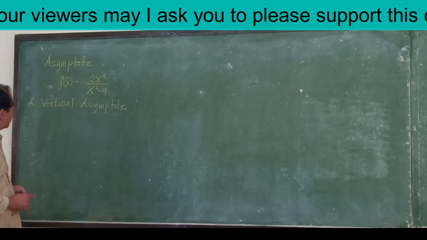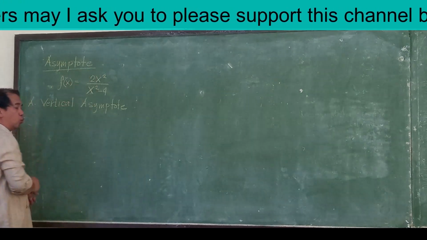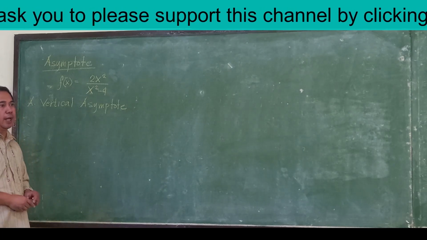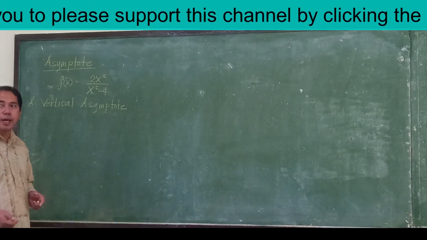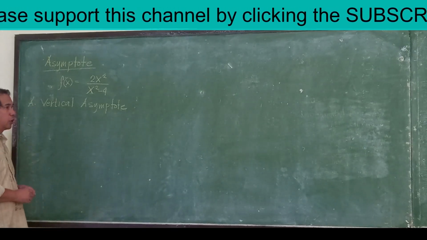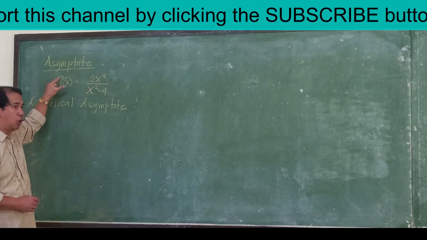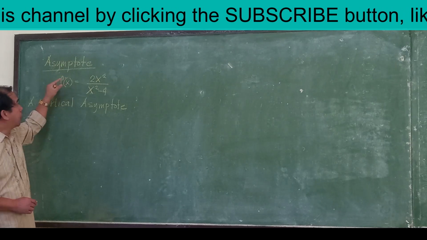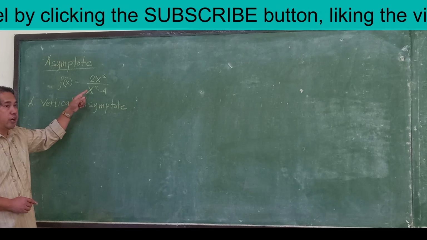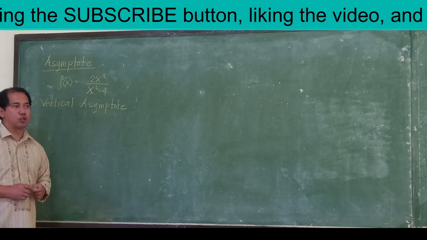Notice that when we are talking of the asymptote, we consider two asymptotes. What are these? The horizontal and the vertical. When we illustrate the asymptote, we make use of an example. Our example here is f of x is equal to 2x raised to 2 over x raised to 2 minus 4. Now, how are we going to plot or graph this function?